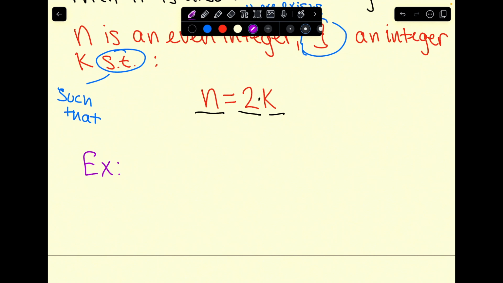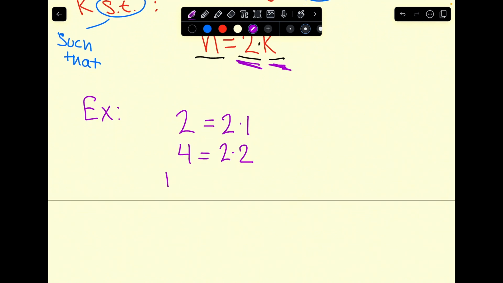Let's start with the first even number that we know, which is 2. If we want to rewrite 2 as 2 times another integer, it'd just be 2 times 1. Let's think of another even number, 4. To rewrite 4 as 2 times a number, it's just 2 times 2. Let's think a little bit higher. 102 would just be written as 2 times 51.